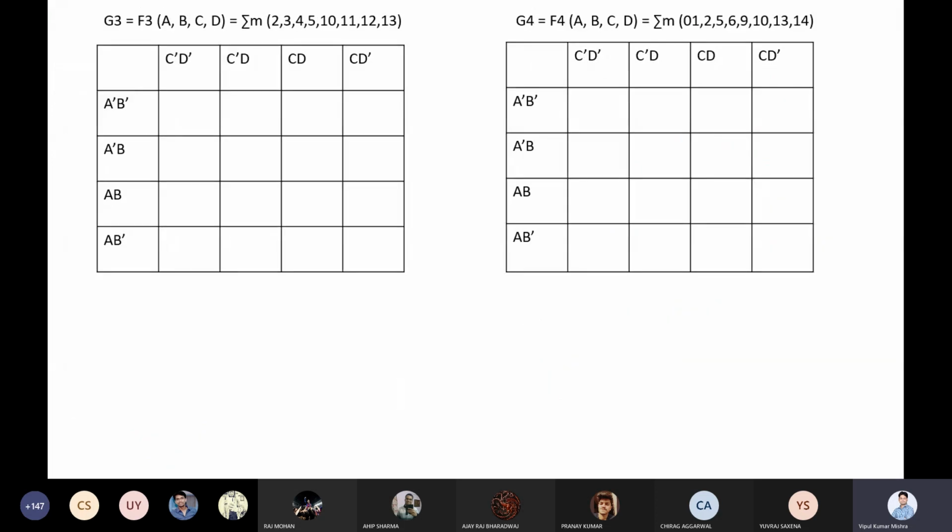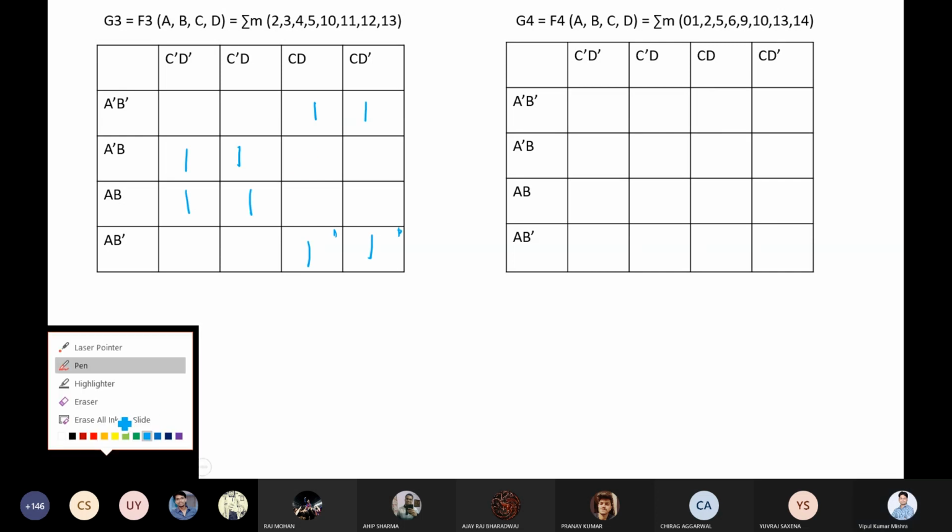Now let's move to G3. So let's fill this information. 0, 1, 2, 3, 4, 5. And then 10, 11, 12, 13. It is in the bottom row, 10. Yes, that's why I felt I was doing something wrong. But 12, 13 will come here, right? Okay, so you got 10, 11. So this will be 10, 11, 12, 13.